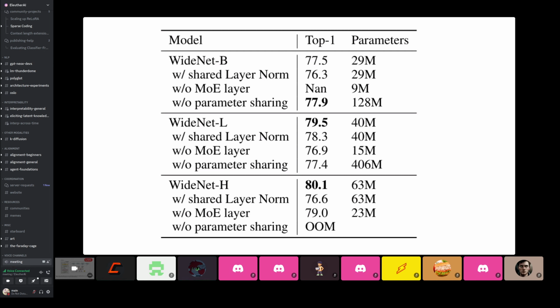Are you currently working on any MoE models? Because it sounds like you have a lot of prior experience with training MoE architectures, right?